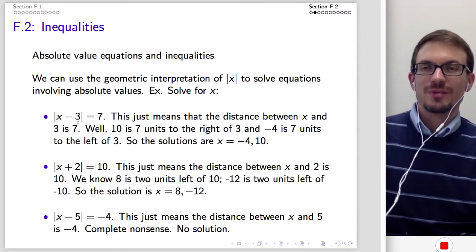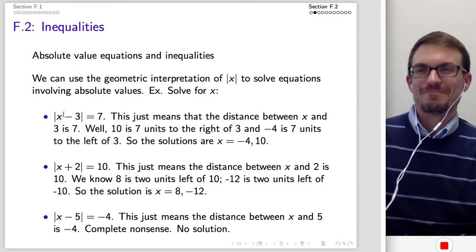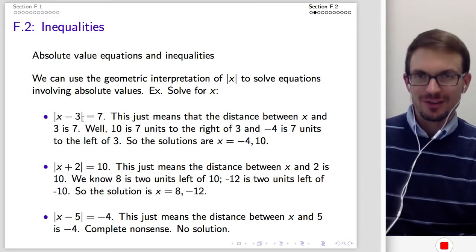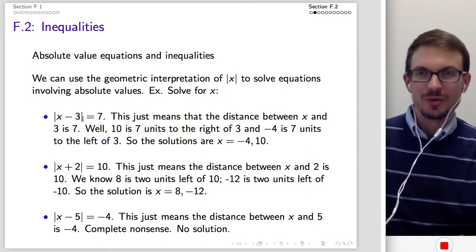Okay, well this first one, just staring at this, the quantity x minus 3 needs to either be positive 7 or negative 7, because the absolute value of both of those is going to be positive 7.